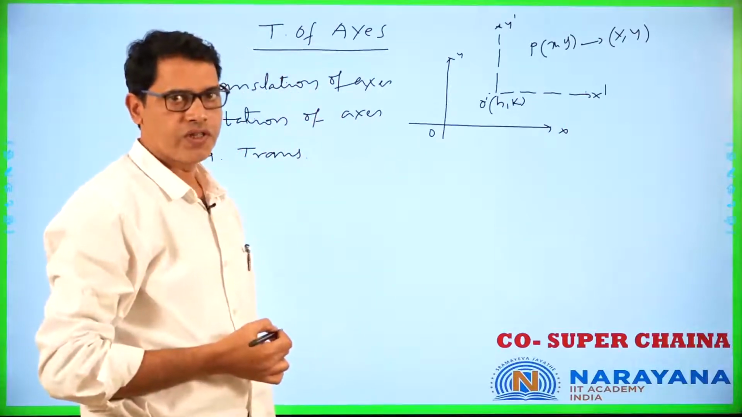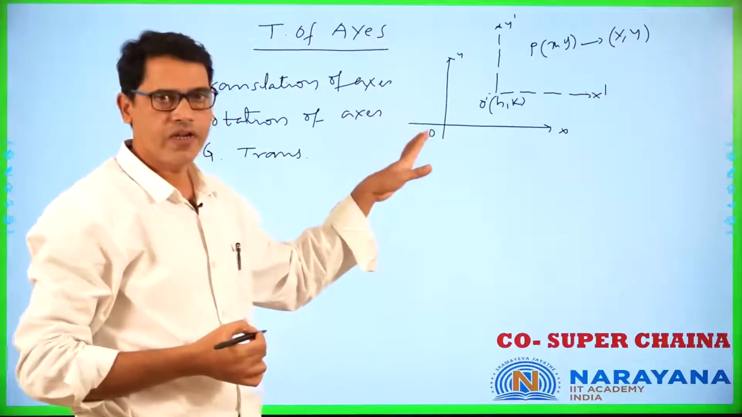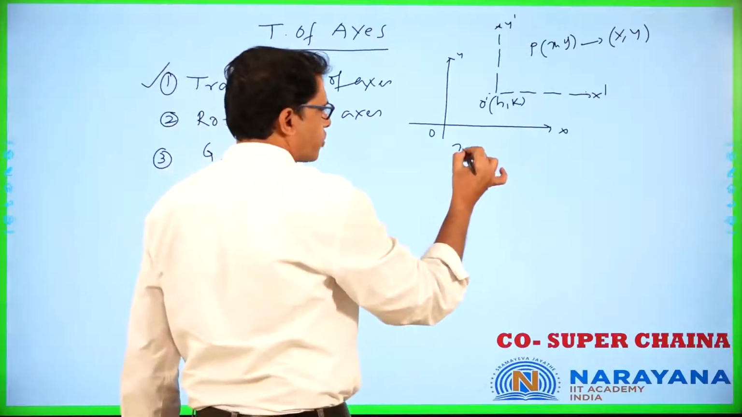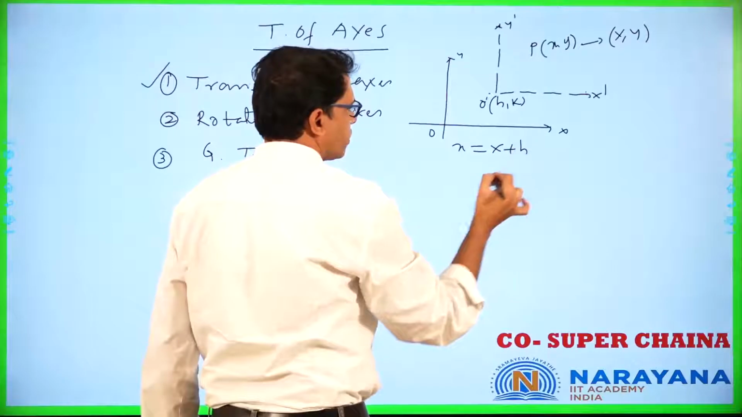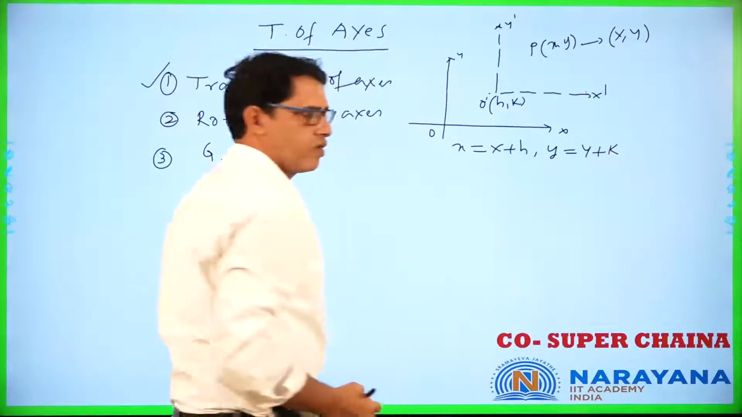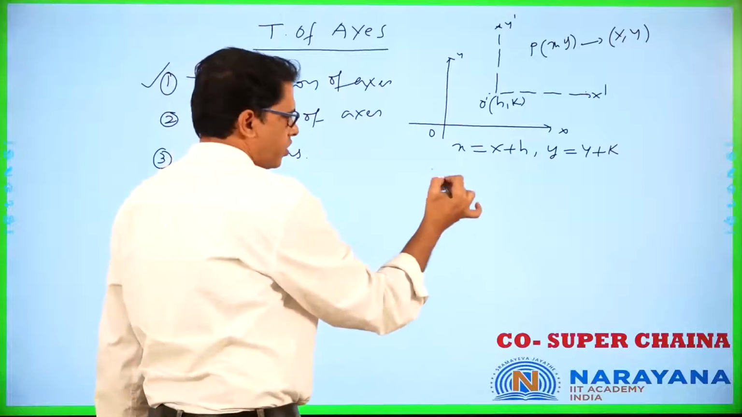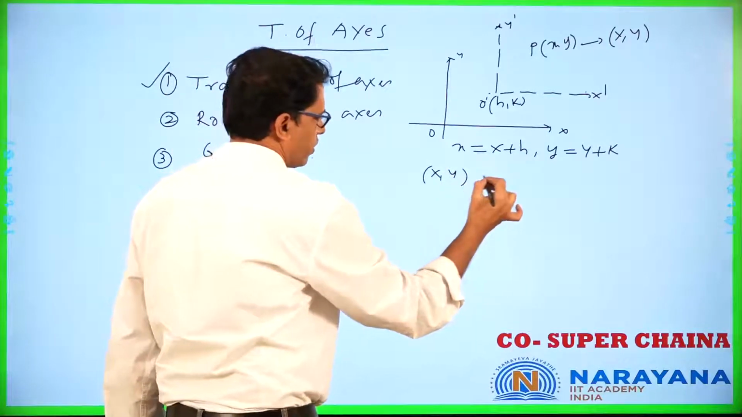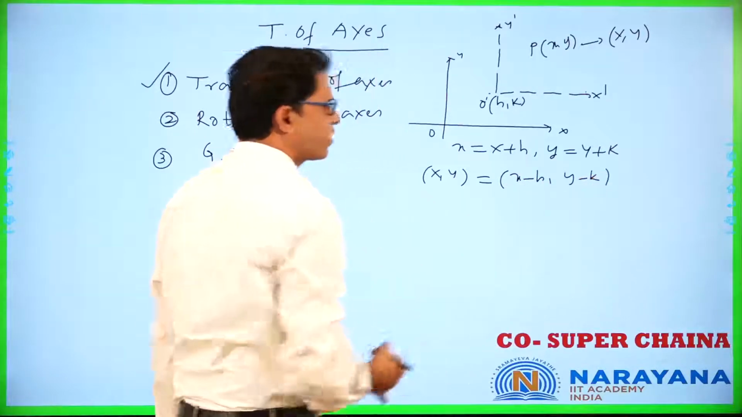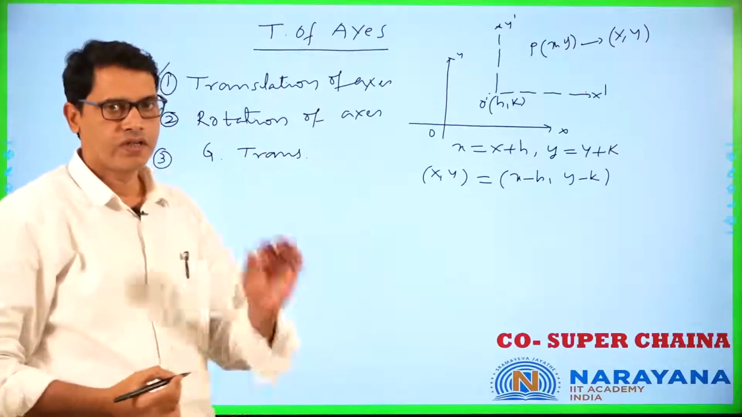Now, given any two of these three, we can find the third one. Small x equals capital X plus h, and small y equals capital Y plus k. If you want to find the new coordinates, capital X comma capital Y equals small x minus h, small y minus k. Okay, this is the first point.